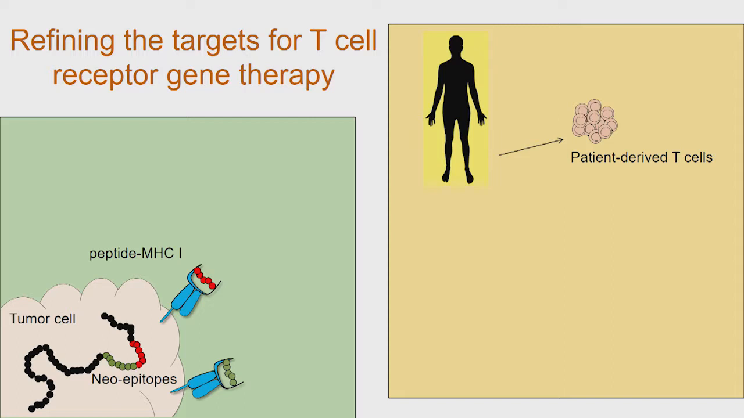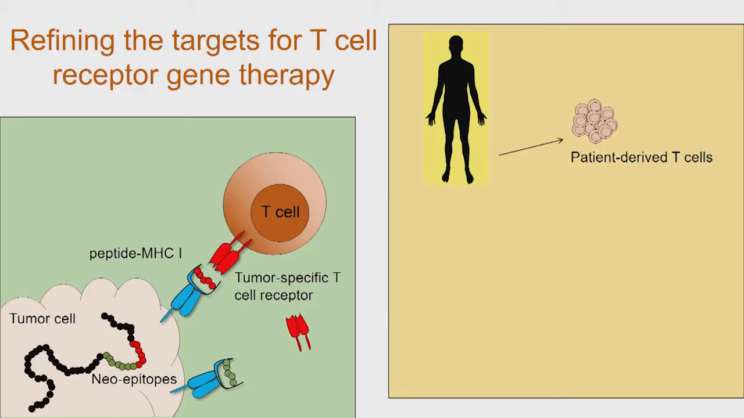So tumor neo-epitopes are presented on the surface of the cells in the context of MHC class I, and these peptide MHC class I complexes are then recognized by T cells through their TCRs, and these tumor-specific T-cell receptors can then be used for T-cell gene therapy by expressing them on the patient-derived T cells and then infusing those T cells back to the patients.